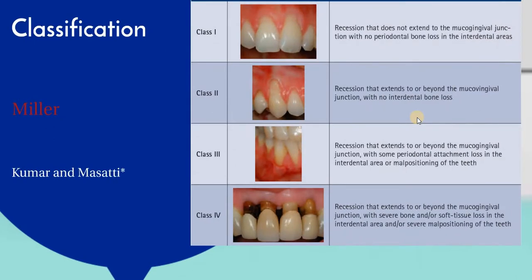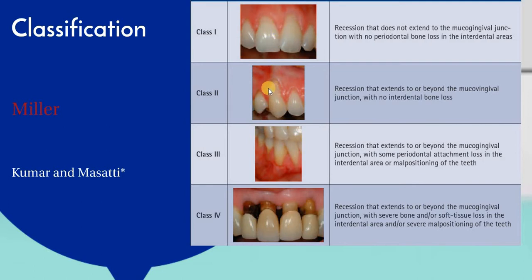Regarding the classification, we have Miller classification, which is the most popular one, and we have Kuhlmann-Massati, which is most preferably used during research. But the Miller classification is the easiest one as most popular. We have class 1 when we have a recession not extending to the mucogingival junction and there is no interdental bone loss or gingival loss.